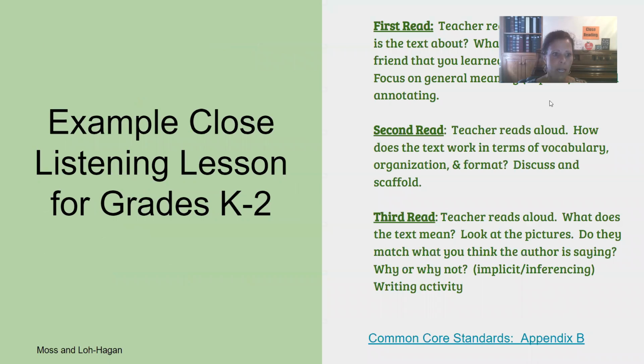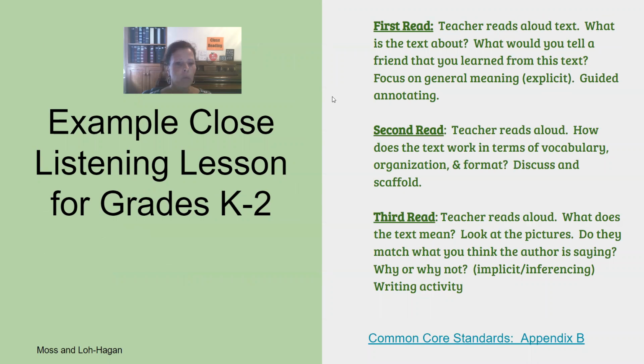And so I kind of put an example in here. I think one way that you could have them determine what the text is about, especially for our K-2 friends, is you might ask, what would you tell a friend that you learned from this text? And that kind of helps it feel a little more personal to them. Like if you had to go home and tell mom and dad about this story, what would you tell them it was about? Or what would you tell a friend? And that second read, maybe you're going to focus more on the vocabulary.